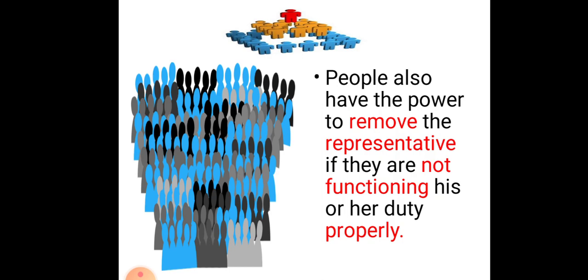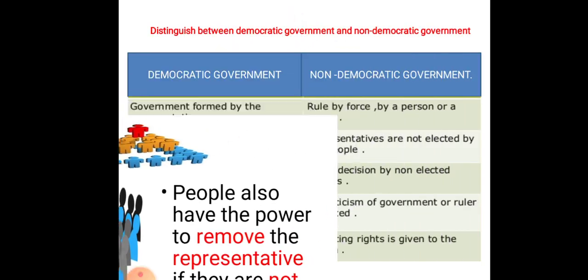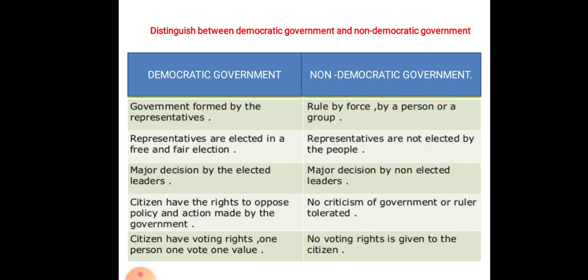Okay, children, now we'll see the difference between democratic government and non-democratic government. The democratic government is elected by the people and the head of the country is elected for a fixed period of time. The head of the state in a non-democratic government is not the representative of the people, is not elected by the people, and may continue to remain in power for an unspecified period of time.